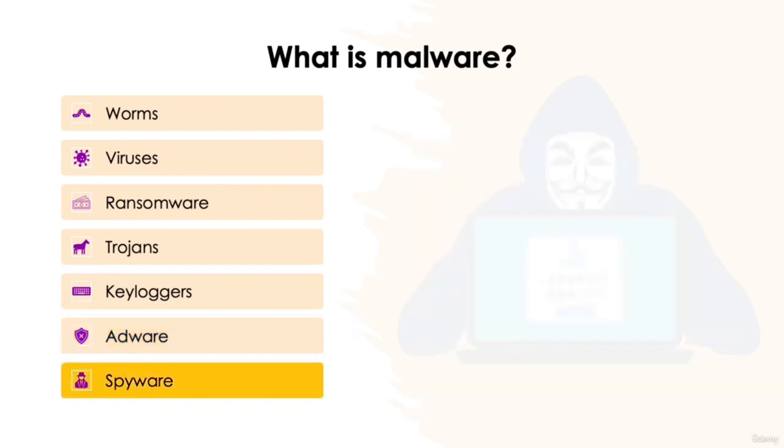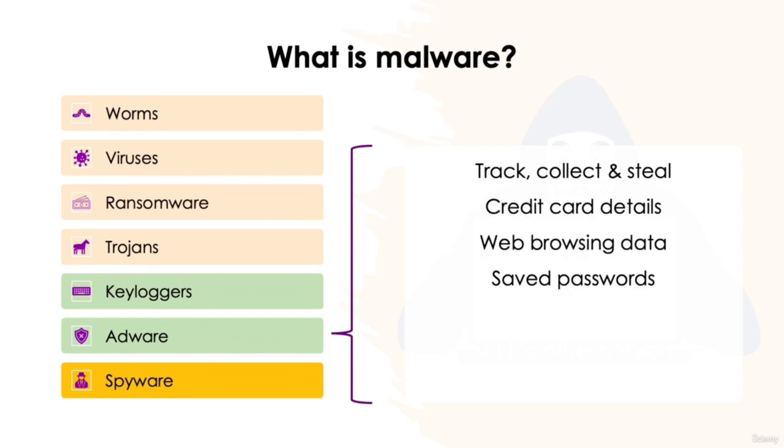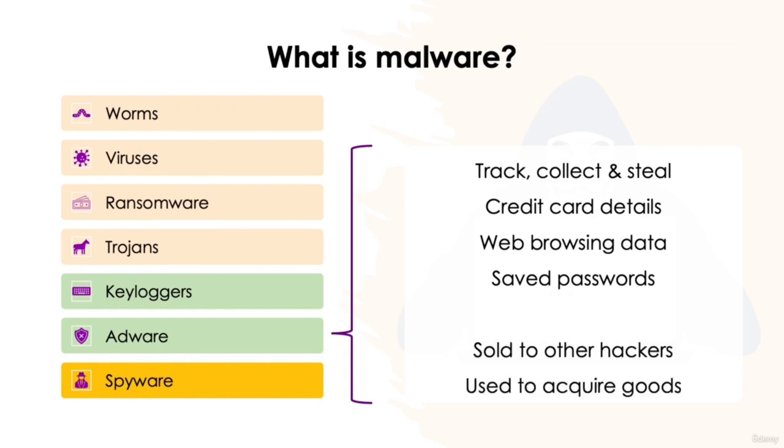And finally, spyware is a term which incorporates the use of keyloggers and adware. Spyware aims to track, collect, and steal your personal information such as credit card details, web browsing data, and saved passwords. This information can then be sold to other hackers to use for further intentions, or merely used to acquire goods. Now that we have a better understanding on how hackers can obtain our data, let's take a look at the ways in which we can better secure our data.